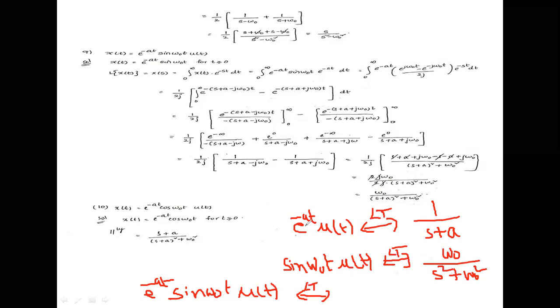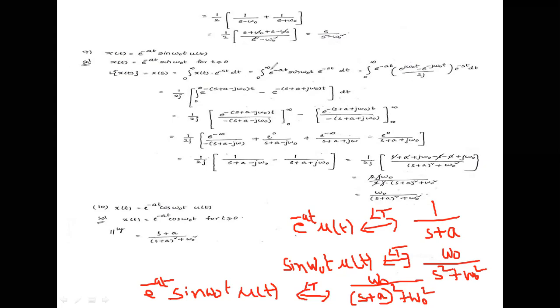In the Laplace transformation, e power minus at gives s plus a. So wherever s is there in this term, you can replace it with s plus a. So it becomes omega naught by (s plus a) whole square plus omega naught square. A simple way. You see, you got the same thing. Now you can check the simplification, whether you are getting the same answer or not.